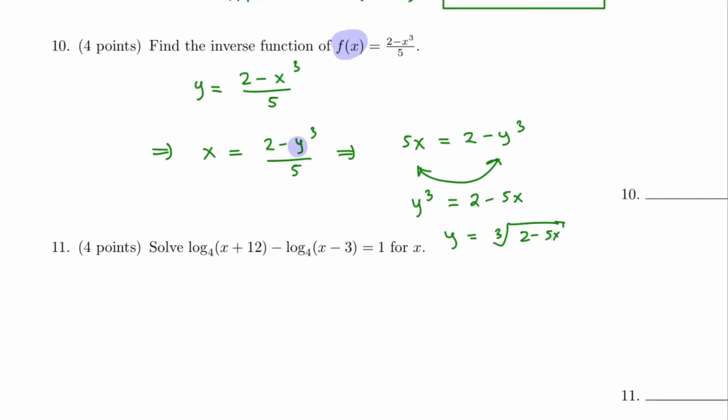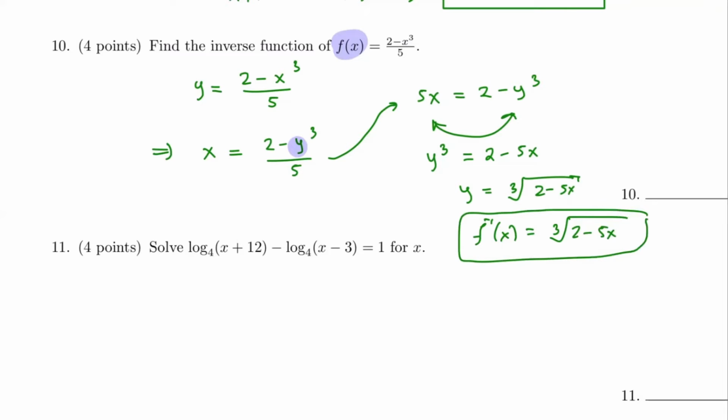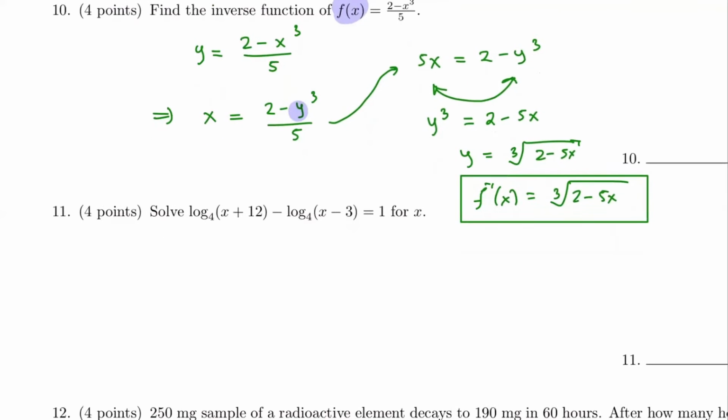All right, so this is your inverse function. We're going to go ahead and call this our inverse formula. I'm just going to move that to the side. So our f inverse of x is equal to the cube root of 2 minus 5x. So that is our answer to number 10. Moving on to number 11.